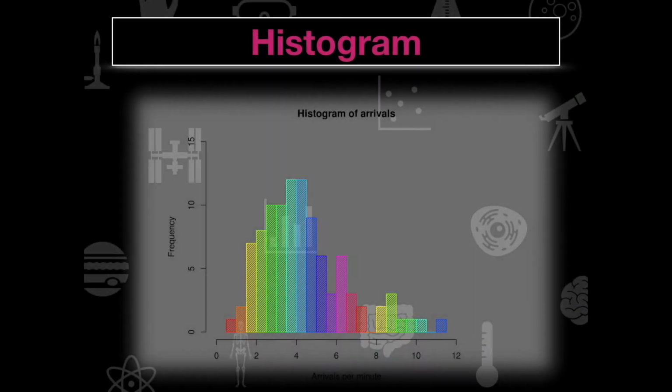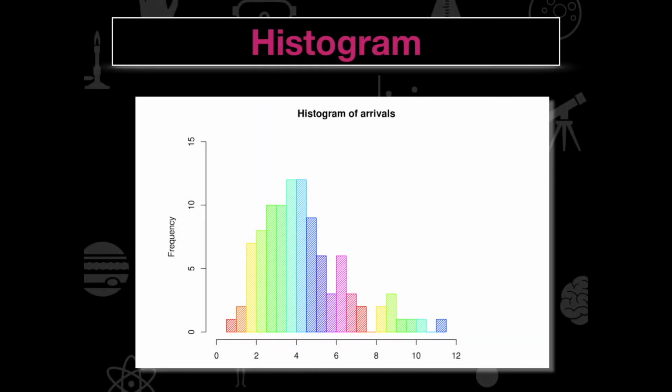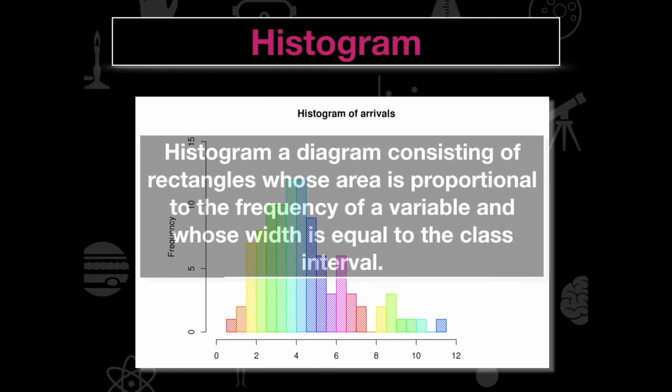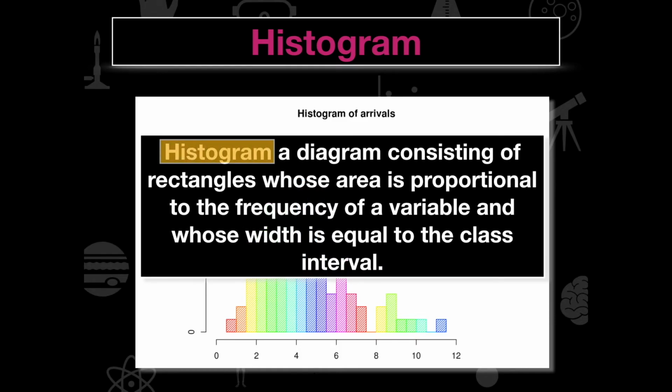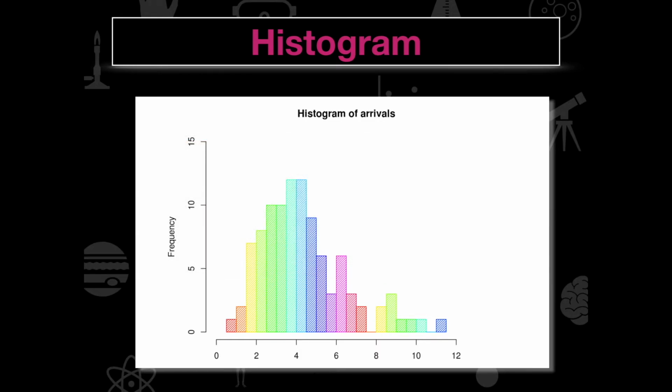Now, the last type of graph that we're going to look at is a histogram. A histogram is a diagram consisting of rectangles, just like a bar graph, whose area is proportional to the frequency of a variable and whose width is equal to the class interval. So a histogram is going to compare, in some cases, a couple of variables and represent that in a way that a bar graph would.